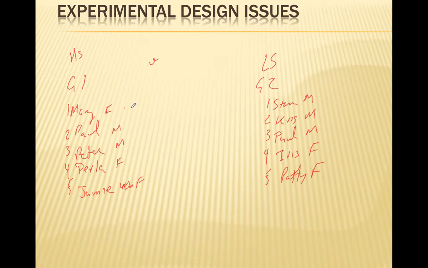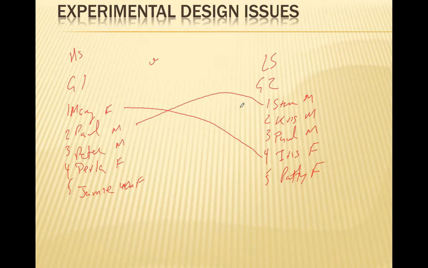So in other words, Mary's score gets matched up to Iris' score because they're female. So now we can eliminate the female factor as potentially contributing to the differences in the scores. Everyone with me? Perfect. So here we now eliminate that potential factor.